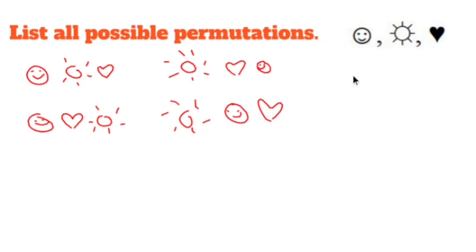What didn't I start out with? Heart. You should always lead with that, am I right? Then smiley face, and then the sun. And then last but not least, heart, sun, smiley face. So 6 of them. And those are all my possible permutations, which means how many ways can I rearrange this to create something unique? Well, there they are.